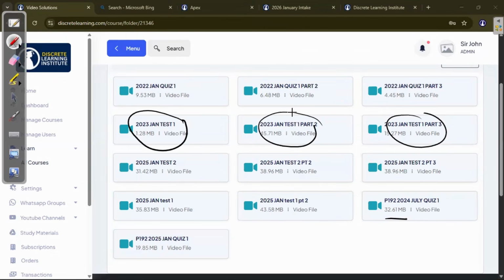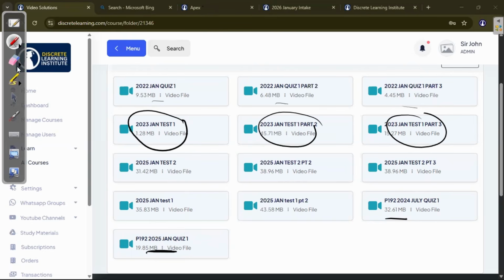All these are quiz papers. This is test one, test two, test three. This is also a quiz one paper. This is for January 2025, the most latest. This is also a quiz one paper. So go through these quiz papers before tomorrow's quiz.